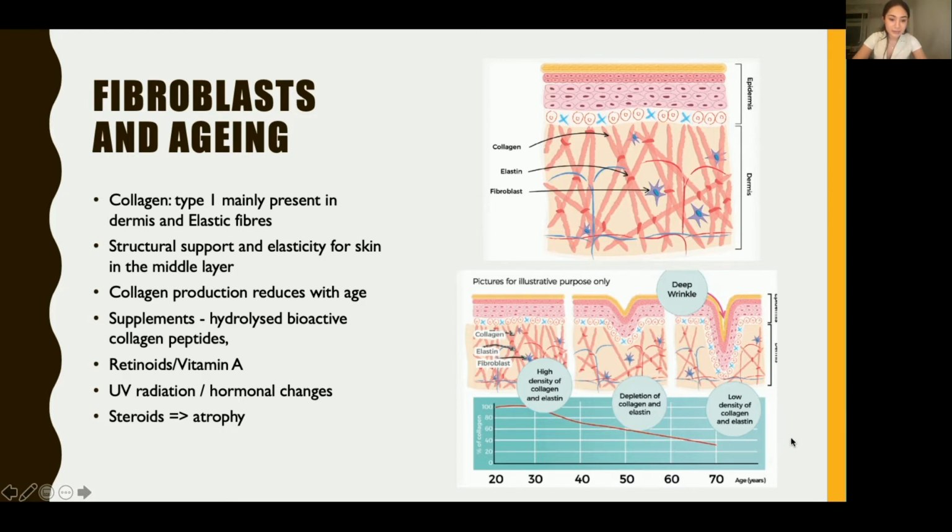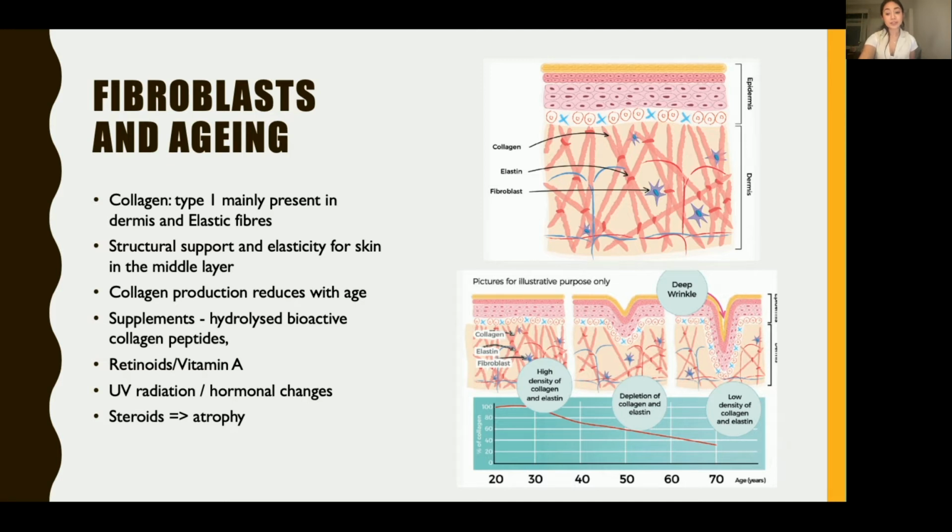And you can see the ages going from 20 to 70 with the wrinkling coming through. So I just think that's quite a nice visual. And again, collagen production is affected by so many things. One of them would be retinoids and vitamin A products, which upregulate the production of collagen, and UV radiation downregulates collagen.